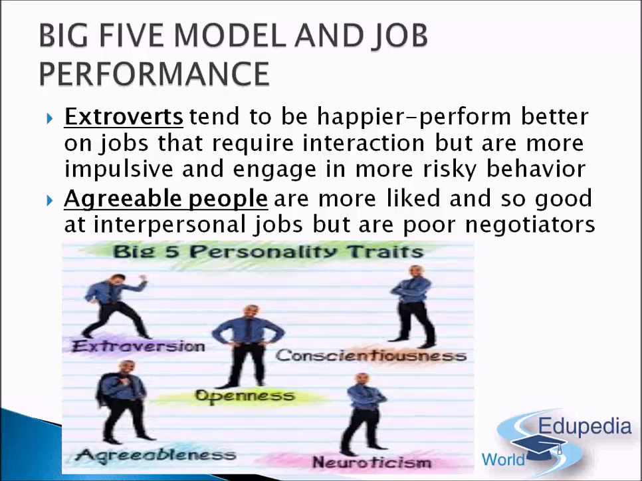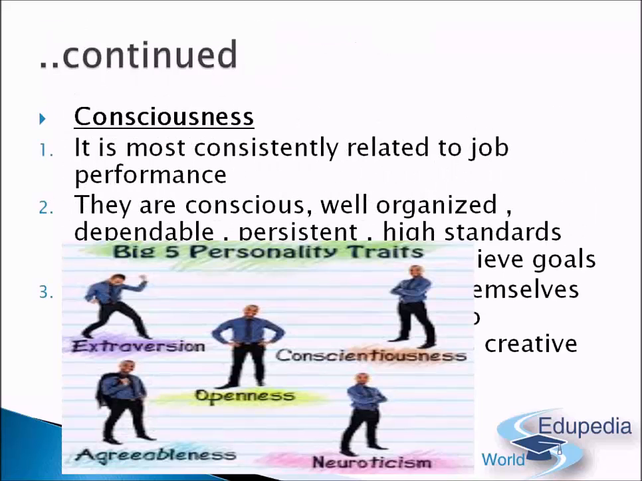The second dimension is agreeable people. Agreeable people are more liked and good in interpersonal jobs, but poor as negotiators. Supposing I want a negotiator or mediator, then these people will not be good. They will be very good in interpersonal jobs where they have to develop affiliation.